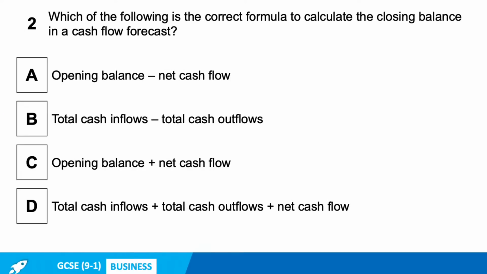Let's take a look at question 2. Which of the following is the correct formula to calculate the closing balance in a cash flow forecast? A, opening balance minus net cash flow? B, total cash inflows minus total cash outflows? C, opening balance plus net cash flow? Or D, total cash inflows plus total cash outflows plus net cash flow? Whichever letter you think corresponds to the right answer, type that into the chat window.